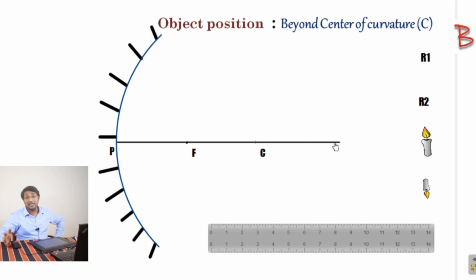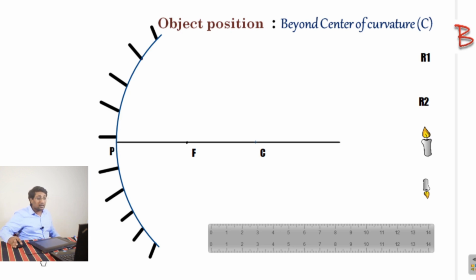So what should that line be called? Yes, it's the principal axis. Now you have the principal axis and I have a point called the focal point, F. So my question is, where should we place F? Is it closer to P? Is it close to C? Or should it be in between P and C? What is the best choice?